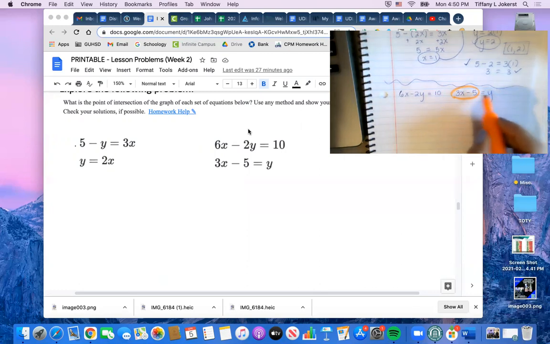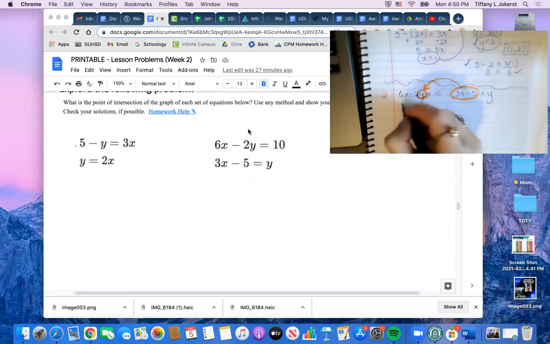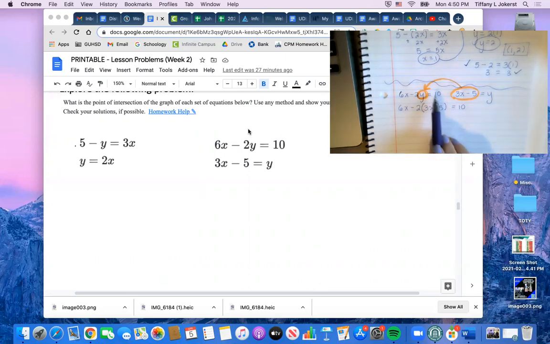I'm going to plug that in every place there's a y over here, which is just this one time right there. I'm now going to pop in this 3x minus 5. So what I have here is 6x minus 2 times 3x minus 5 equals 10. Okay, now I'm just going to clean it up, do some math.